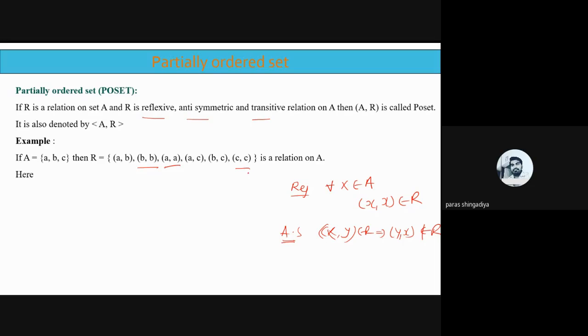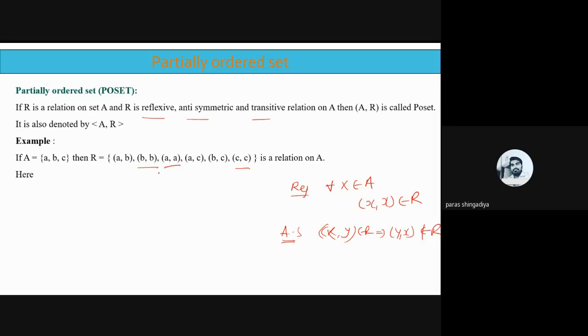So now check all these pairs. There are 6 pairs given here in this R. For all these pairs, if (x, y) is defined in R, then (y, x) should not belong to R. So for (A, B), taking xy as AB, then (B, A) does not exist here, meaning it is not given in R. So for this pair, the antisymmetric condition is satisfied.